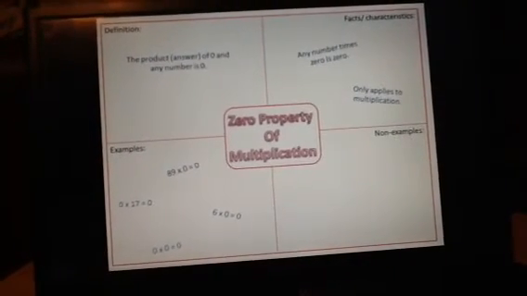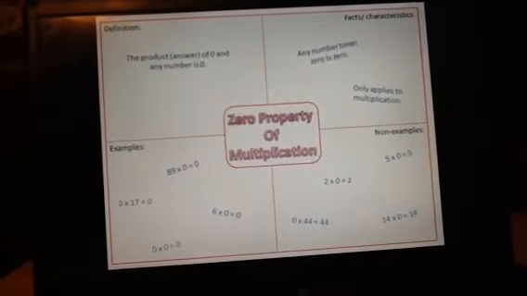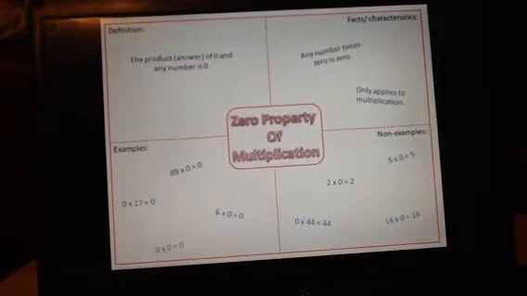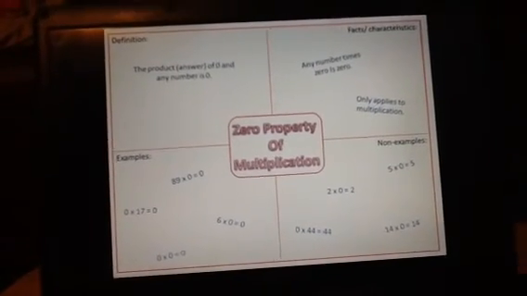A few examples that are not the zero property of multiplication are 5 times 0 equals 5, 2 times 0 equals 2, 0 times 44 equals 44, and 14 times 0 equals 14.